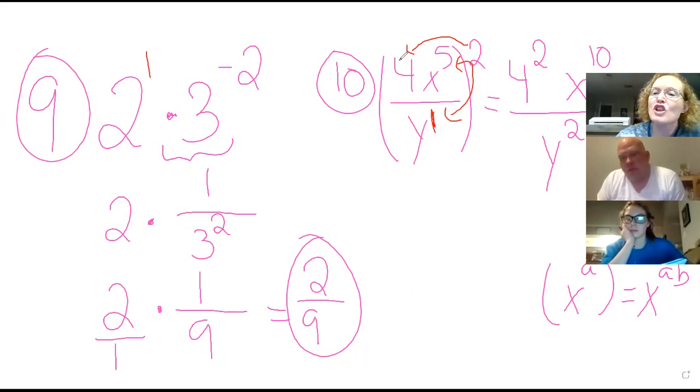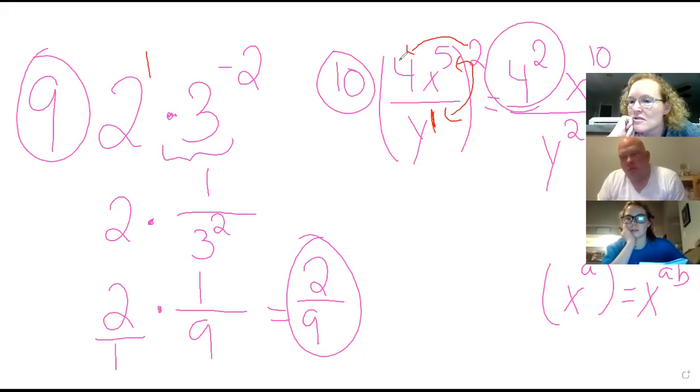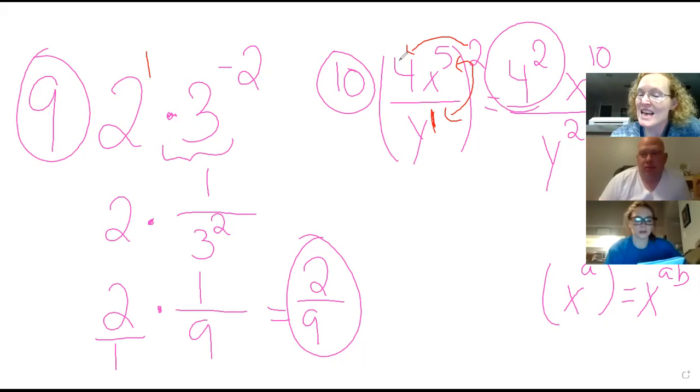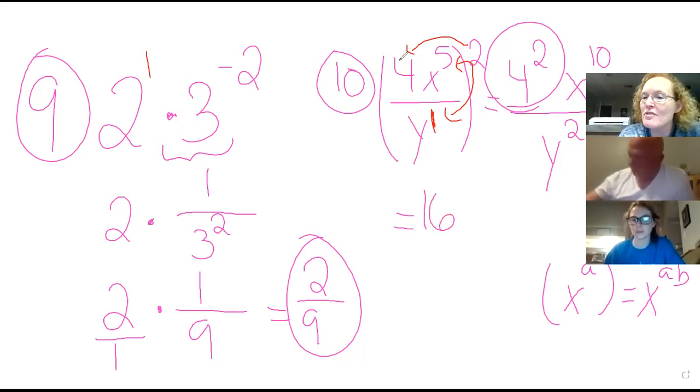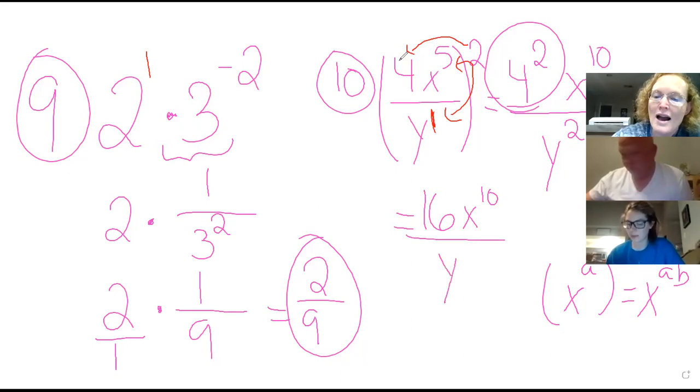I can't do that. Look at this 4 up here. What do we think we might be able to do with that? What is 4 squared? What does it mean? Isn't it 16? It is. And so instead of leaving an answer like 4 squared, we are going to have to turn that into the number that it is. And so we're going to have to say, okay, that is 16. And then don't forget, we have the rest of the problem, x to the 10th over y to the 2nd.